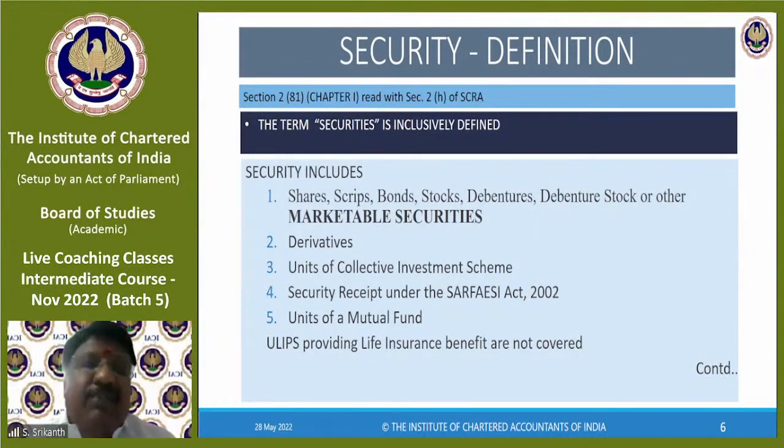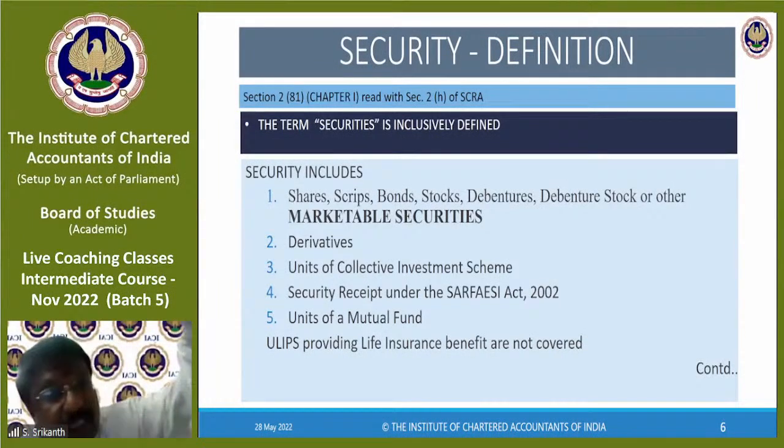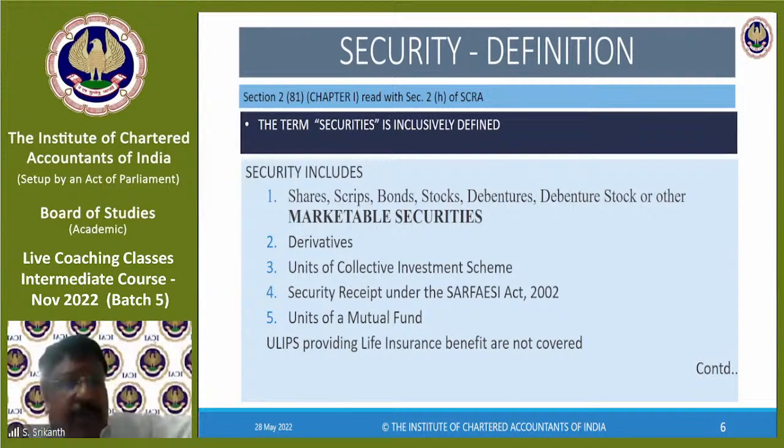Units of collective investment schemes. Under the SEBI Act, you can have a collective investment scheme, like a portfolio scheme, only if selected people will be members of that, and that scheme will issue units. Again, it will be registered with SEBI. So very transparently, when somebody becomes an owner of that unit, it will be registered. Security receipt under the SARFAESI Act 2002. Let's just leave it. Units of mutual fund, etc.